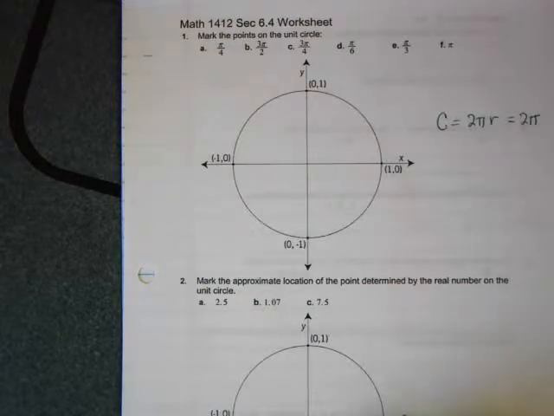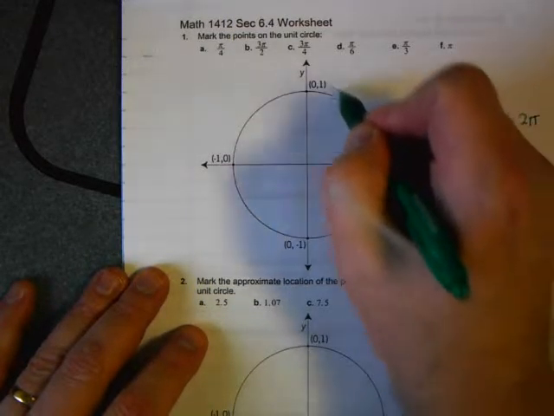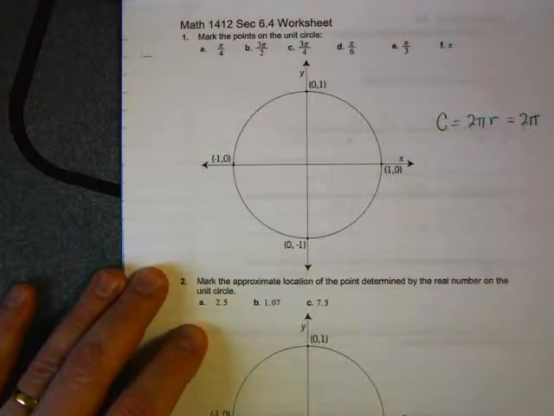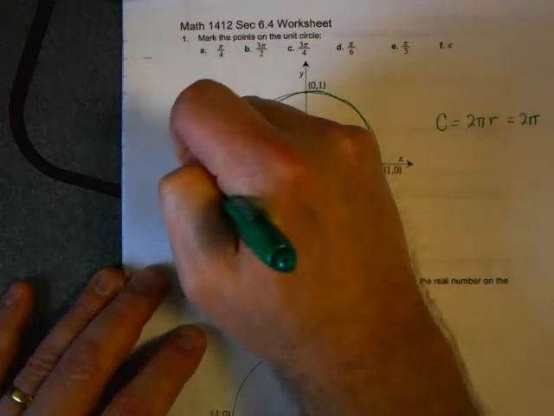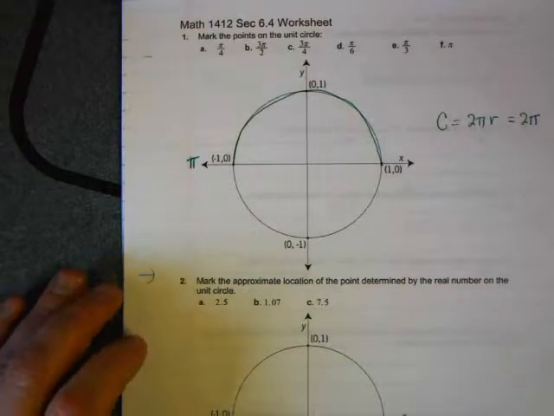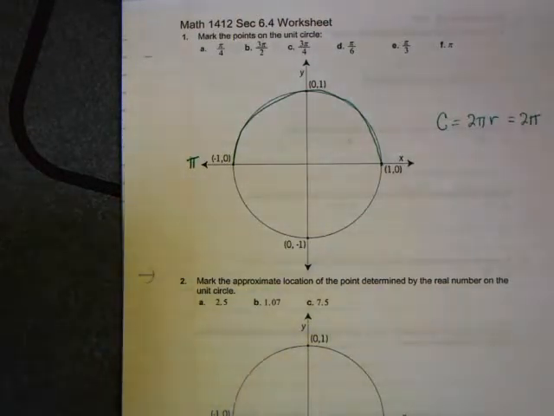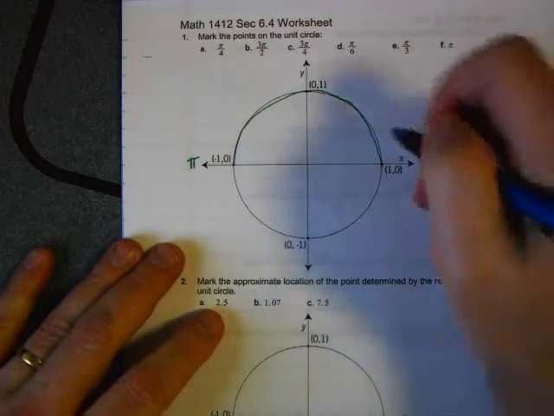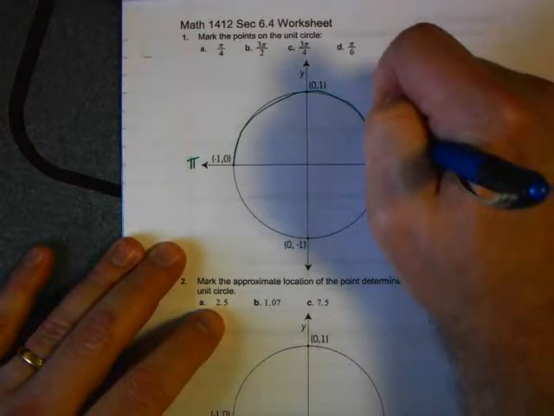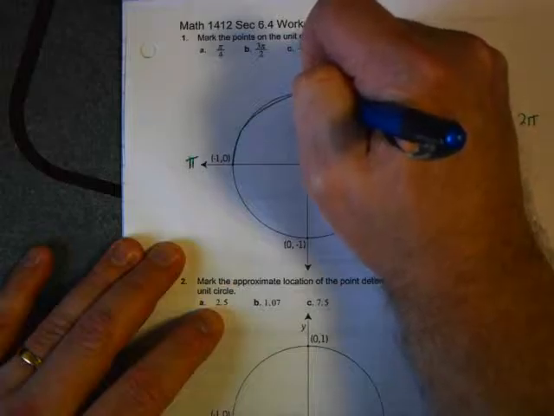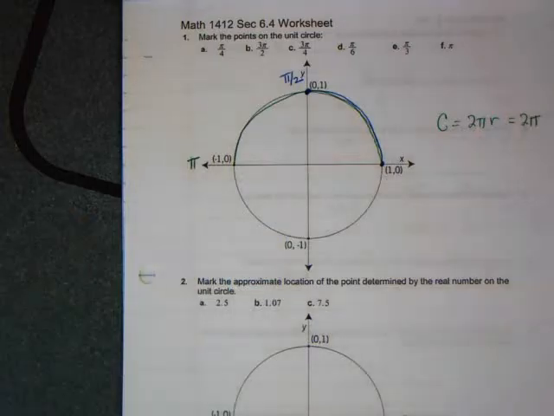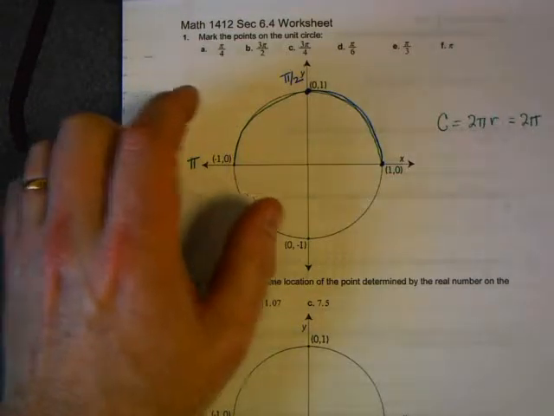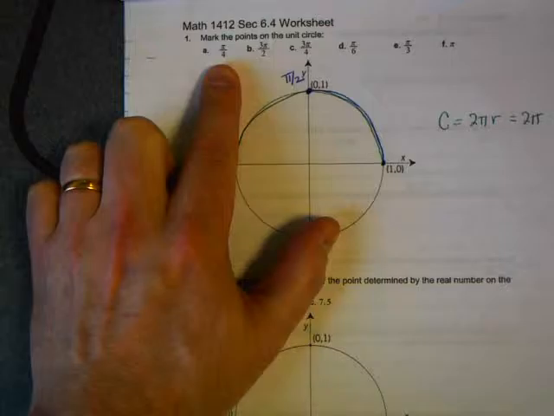What if I only wanted to walk halfway around the circle? How far would that be? Pi. So going from here halfway around the circle, that would be a distance of pi. Half the circumference. What if I started from here and I only went a quarter? That would be pi over 2. Very good. All right, so then where is pi over 4?